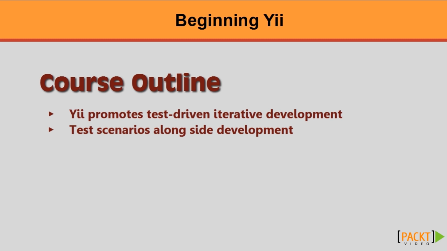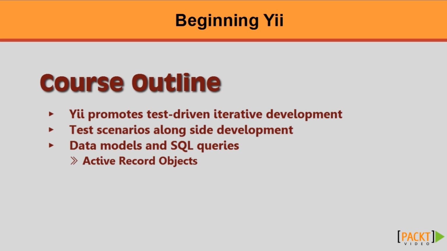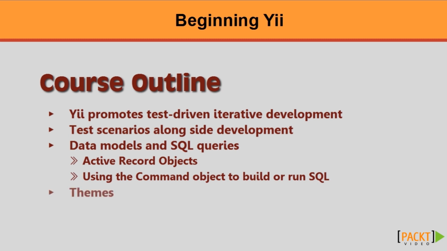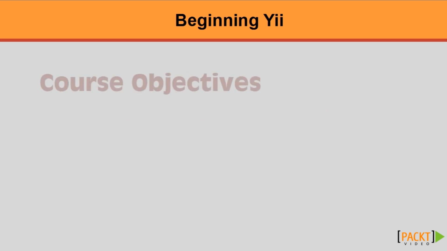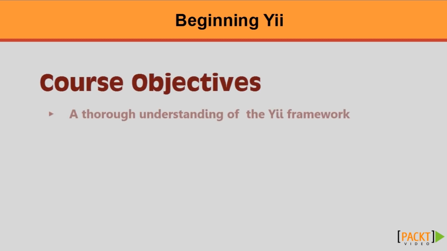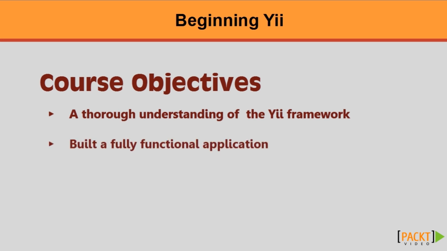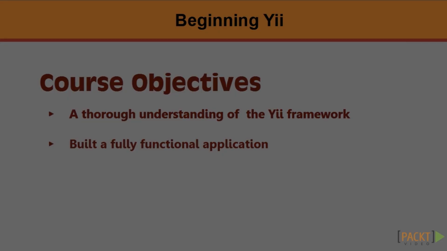We'll look at different ways that Yii queries databases through the ActiveRecord data object, building SQL queries using the command object, and running SQL directly. We'll also look at when we should use which one. Yii has theming support, and we'll install a pre-built theme and then learn how to customize it. By the end of the course, you'll have a thorough understanding of developing in the Yii framework, and you'll have built a fully functional web application.